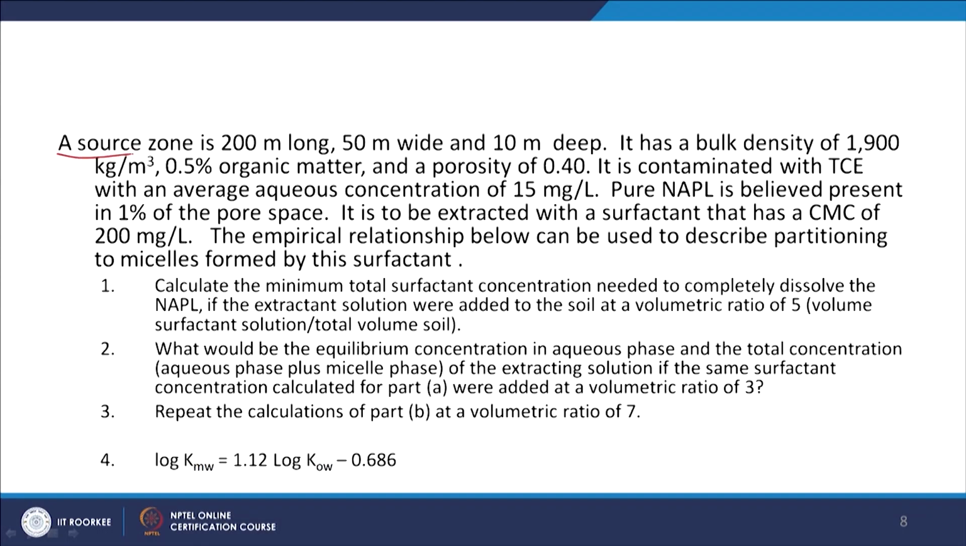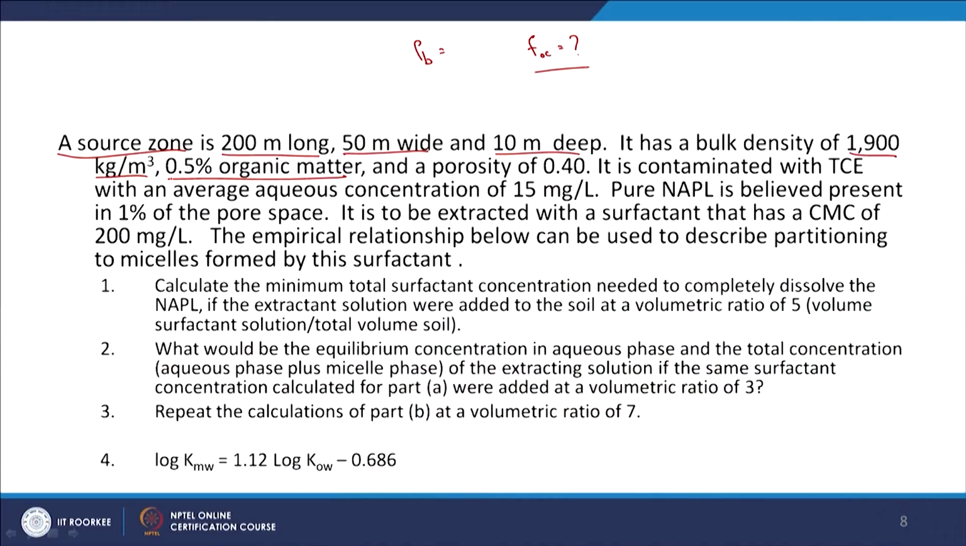Here we have a source zone and looks like that is 200 meters long, 50 meters wide and 10 meters deep, and the soil bulk density is given, and the fraction of organic matter, FOC, is also given. And why is this important now again? Because as we know, when we say soil adsorbs the contaminant, it is actually the organic content in the relevant soil, right. So, that is something to keep in mind.